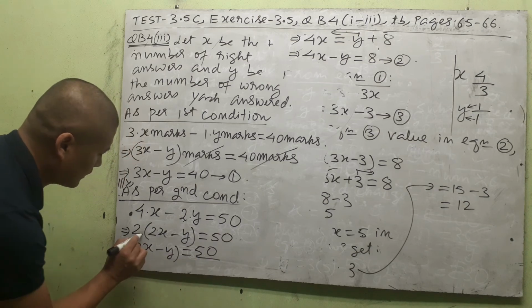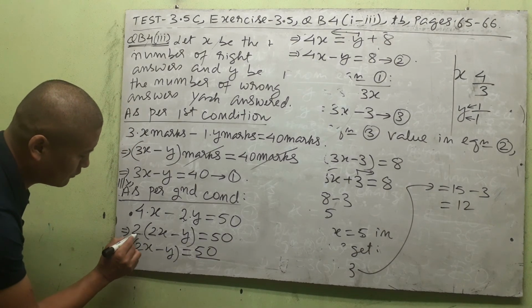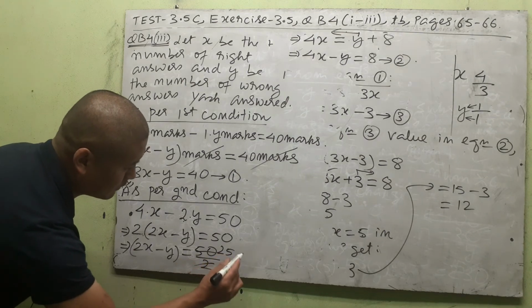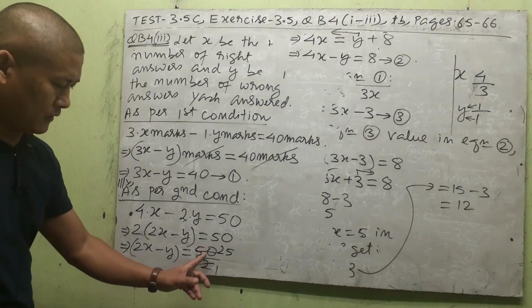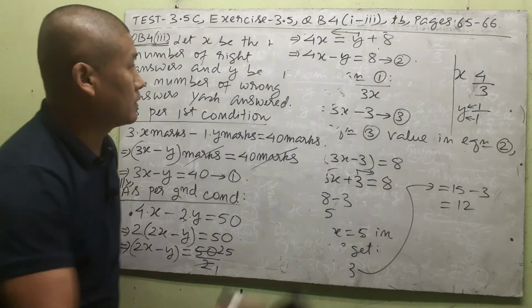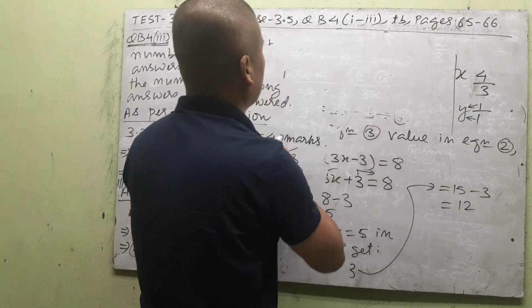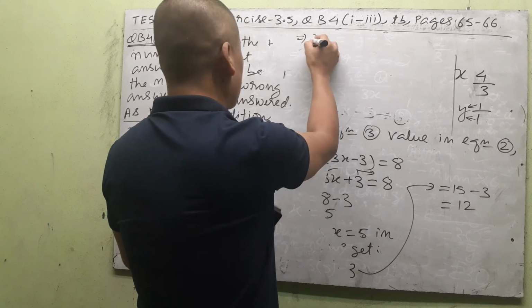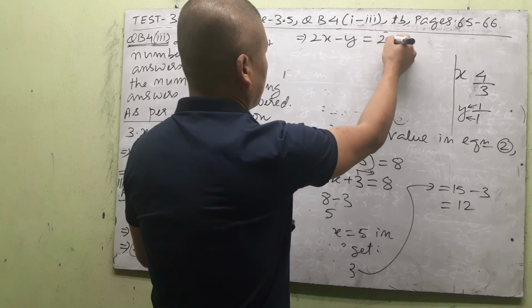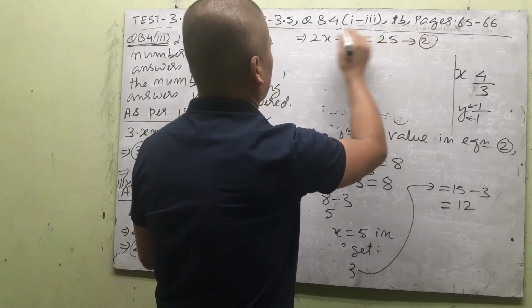Then if you shift this into bracket and number means into 2, it becomes divided by 2 here. 2 1s are 2, 2 2s are 4, 1 in hand. The 1 in hand will go in front of 0 at the left side of 0, so 10, 2 5s are 10. So our second equation can now be reduced to a simpler one: 2x minus y is equal to 25. This is equation 2, let us say.